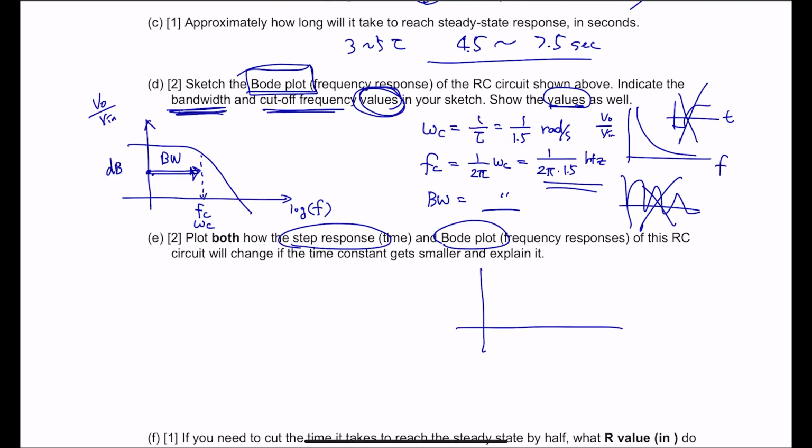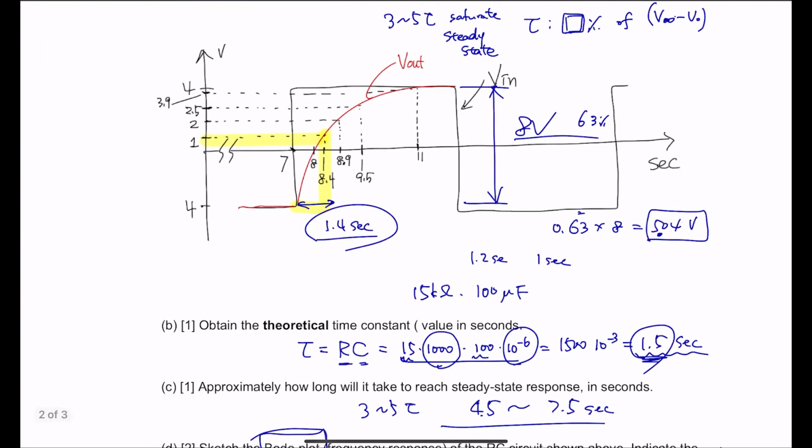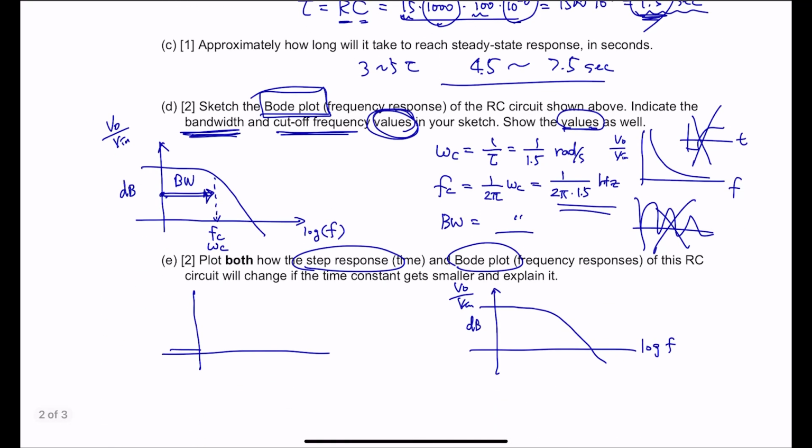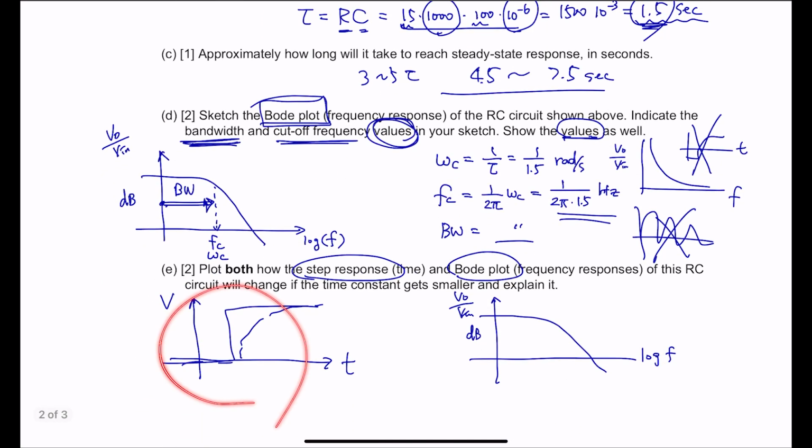So the Bode plot, again, it's going to look like this. This is log of your frequency, and this is V out over V in, in decibel unit. And your step response was given here. Oh, not, it's this, right? So your step response rises up like that. This is time, and this is voltage. Okay? Same thing.